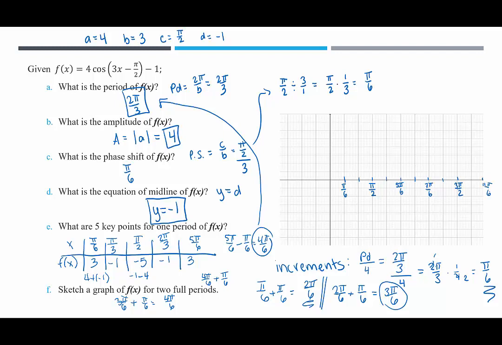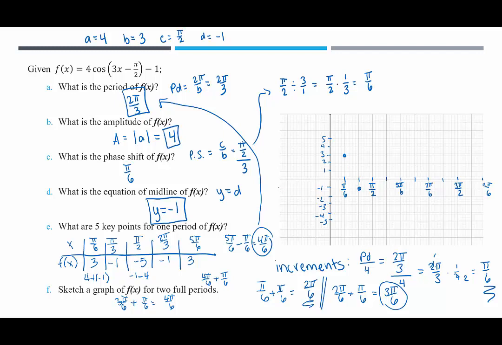Okay, and what increments do we want to use for the y coordinates or the f of x coordinates? I would use 1s, right? That looks like a good choice. So we're going to have 1, 2, 3, 4, 5, and -1, -2, -3, -4, -5. Now we're going to start at, so our ordered pairs, we have pi over 6 comma 3. Then we have pi over 3, -1 right here.